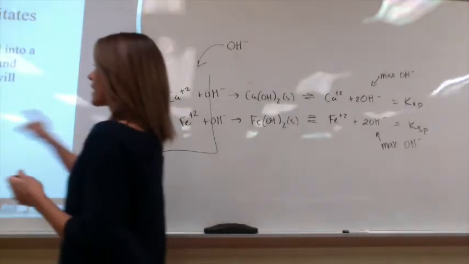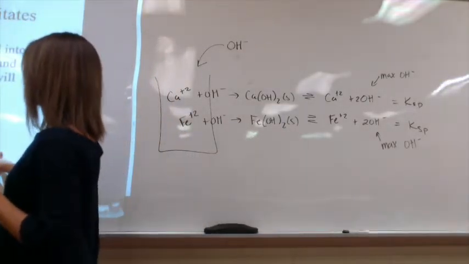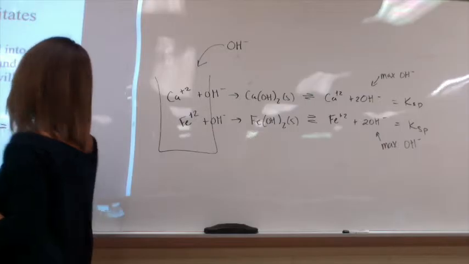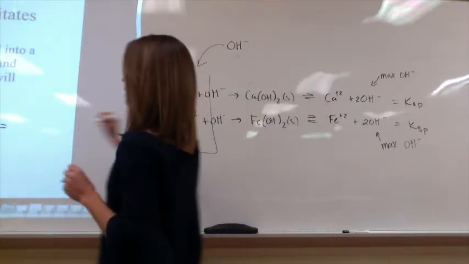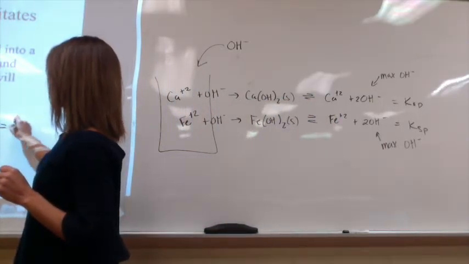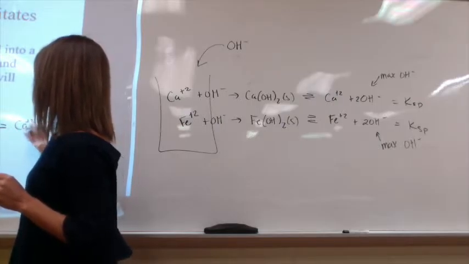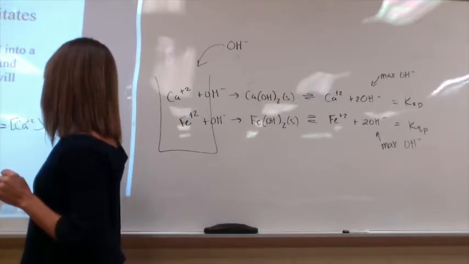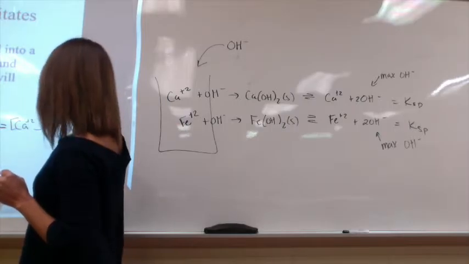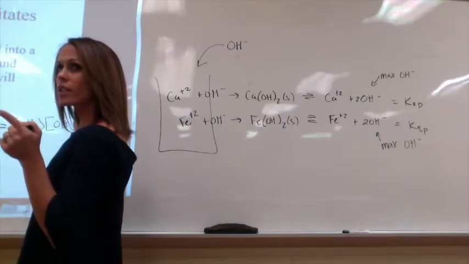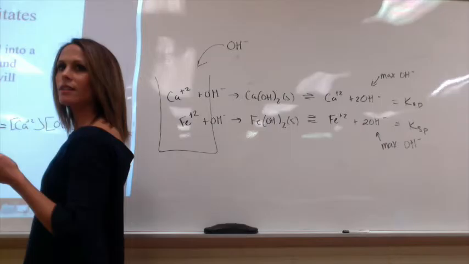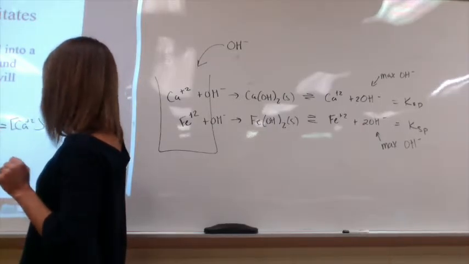So I have KSP for this, and I have KSP for this. So what is this going to be equal to? According to this reaction, it's going to be equal to Ca plus 2 times OH concentration squared, right? But I don't know the OH concentration. I'm not going to just double it. I'm just going to figure out what the OH concentration is.